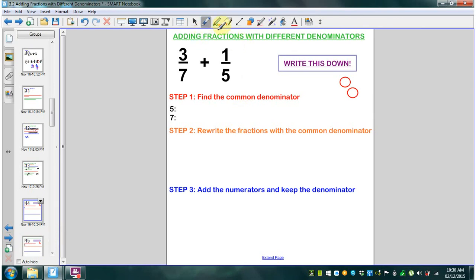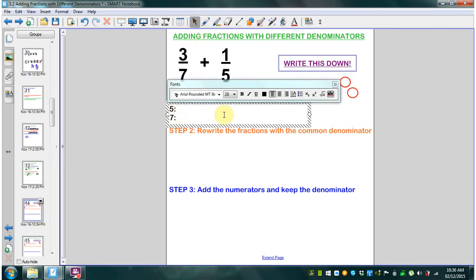Alright, so we're going to add fractions with different denominators. We have 3 over 7 plus 1 over 5. So we have to check, are we able to add these? No, because the bottom is not the same here. So we have to find the common denominator. So to find the common denominator, we find the common multiples here.